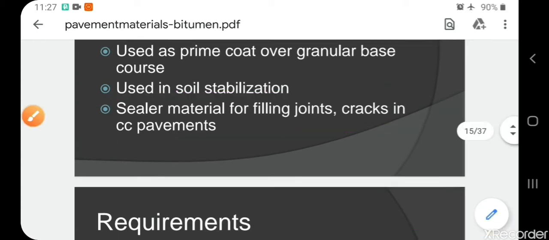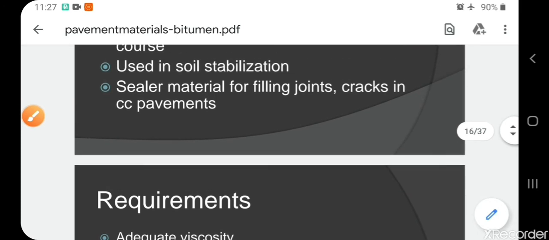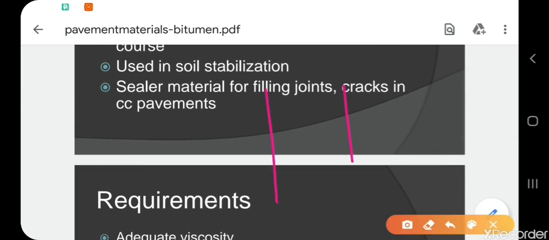What do you mean by CC pavement? Cement concrete pavements. There will be some cracks like this. So a CC road will be subjected to this. Here there will be cracks or small gaps because of temperature variations, and such cracks or gaps can be filled with the material.